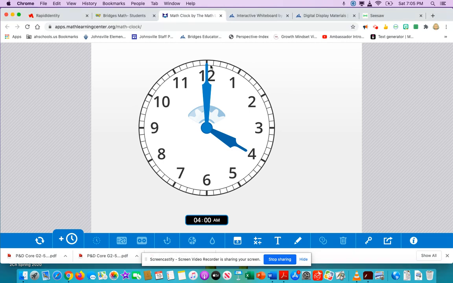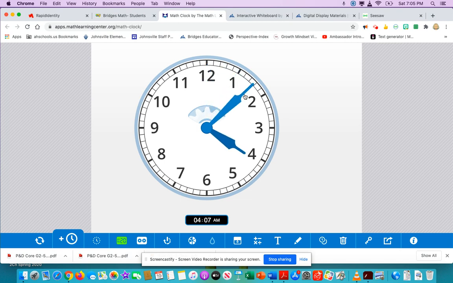Count with me. Remember, every time I move the hand this far from one number to the next, that's 5 minutes. So we'll count by fives until we get up to 60 minutes. Count with me. 5, 10, 15, 20, 25, 30, 35, 40, 45, 50, 55, 60. There we go. We collected our 60 minutes for today, the fifth day of school.